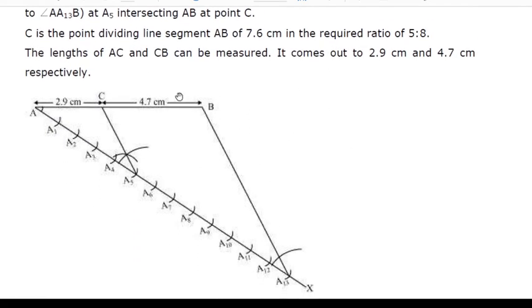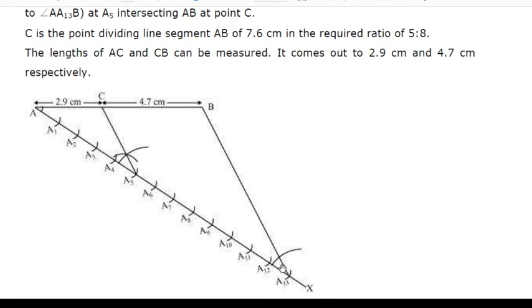Just draw a simple straight line. After that you draw another line and put the compass on point A and draw arcs of equal length. So A1, A2: first arc you put the compass and mark up here, and again you put the compass and mark up here. The same process goes on till A13.